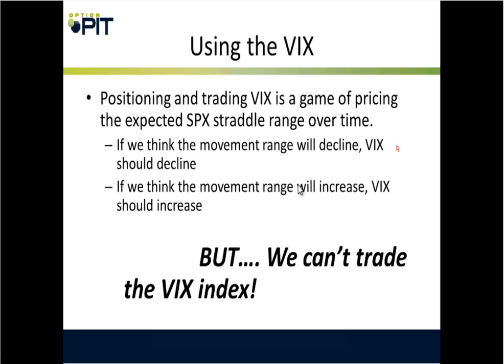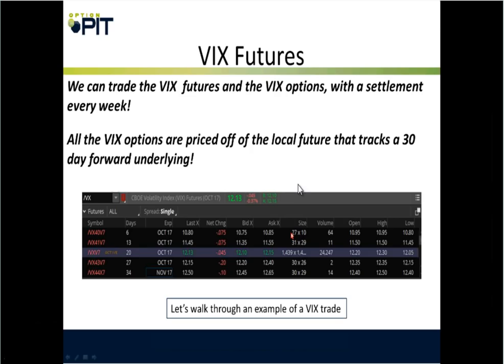It's really annoying. Now, part of mentoring is I teach people how to trade straddles and actually trade the physical volatility in the SPX. Those are condors and butterflies and stuff like that. But we can't trade VIX. So, well, why do we go through all this trouble? Because there are futures on VIX. And the deal is you could trade VIX futures and VIX options with the settlement every week.